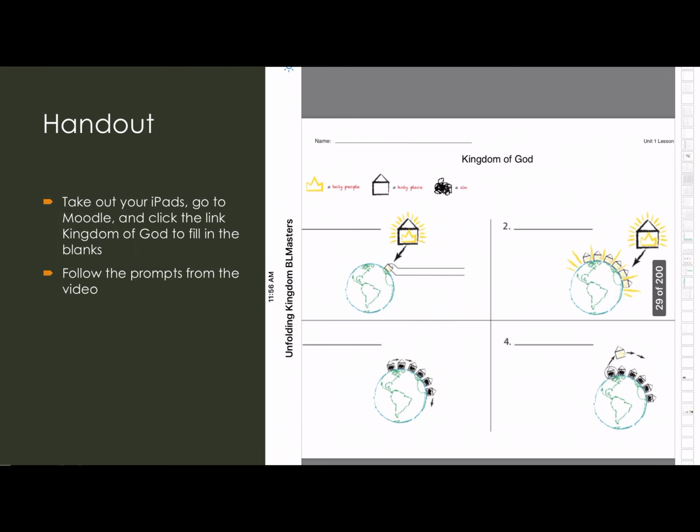So let's move on. All right, we're going. This is the video that you connect to this next handout. It's called Kingdom of God. So basically, you're going to go to Moodle and click on the Kingdom of God link, and this will come out. And then you're also going to watch the video that says Kingdom of God video, and you'll follow along with their prompts to fill this in. And so we'll use this on our Unit 1 test, okay?